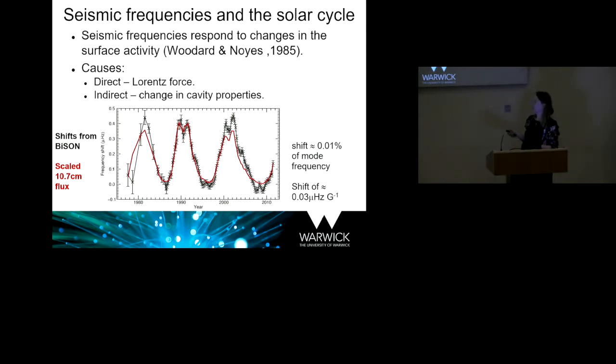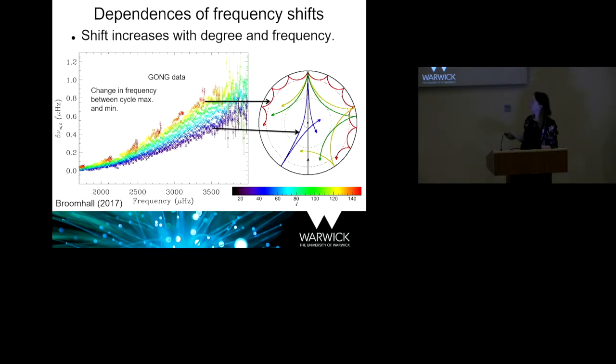Now, if instead of looking at the variations as a function of time, we just consider cycle minimum and cycle maximum and subtract one from the other, we get a plot like this. So this is where I've subtracted the minimum frequencies from the maximum frequencies. On this figure, the different colours are showing you the different degrees, where the reds and yellows are the high degree modes, so those are the ones in the near surface region, whereas the blues and purples are the ones that travel right to the solar core. What you can immediately see is that there's a dependence both on the frequency of the oscillation, but also on the degree of the oscillation.